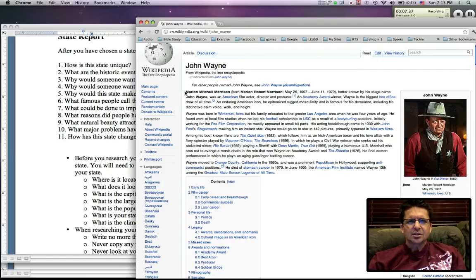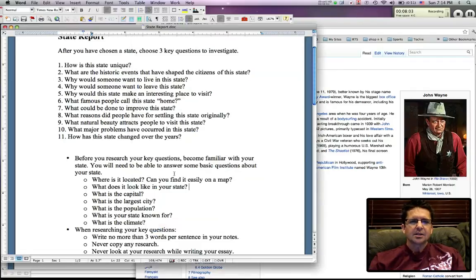Let's just read. Usually the introduction paragraph is going to tell us quite a bit here. Remember, we're only allowed 3 words per sentence. Marion Mitchell Morrison, born Marion Robert Morrison, May 26, 1907 to June 11, 1979, better known by his stage name John Wayne, was an American film actor, director, and producer. So there we go. I can maybe list some basic things that I know about him.